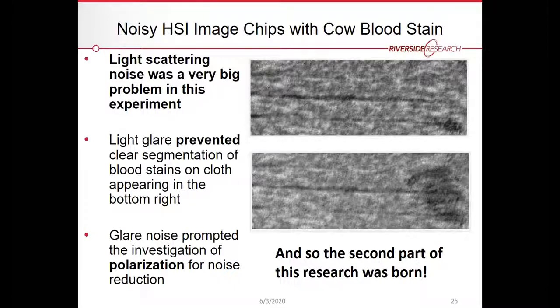So the preliminary project, the first thing I talked about, was a way to salvage this work that we tried to do, but didn't work out very well.